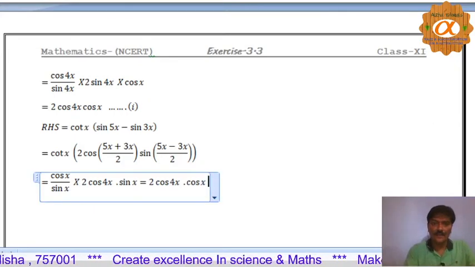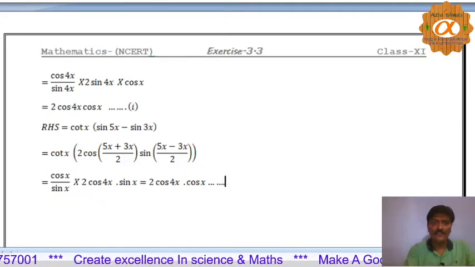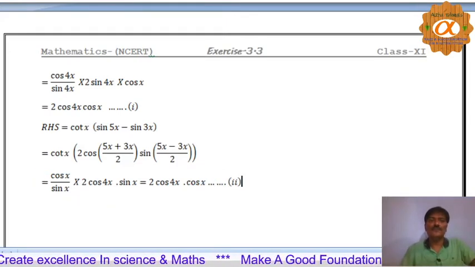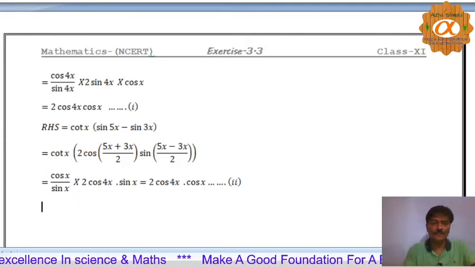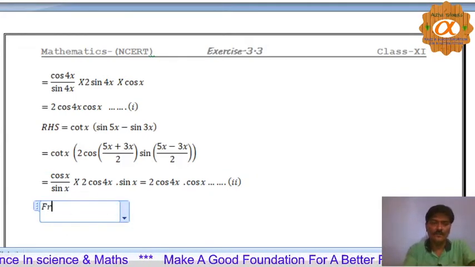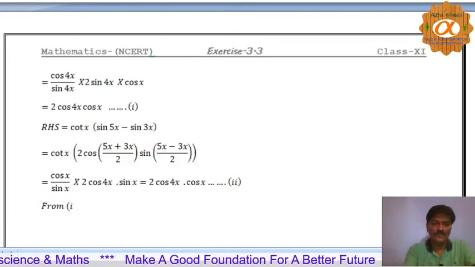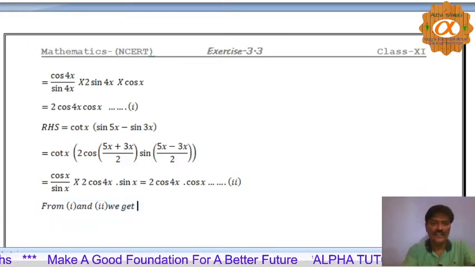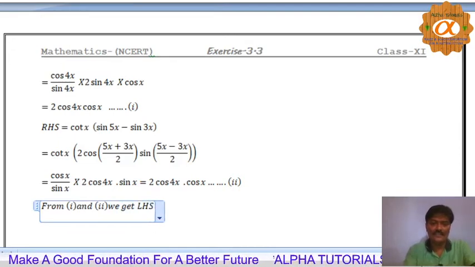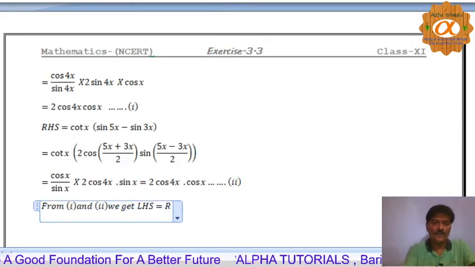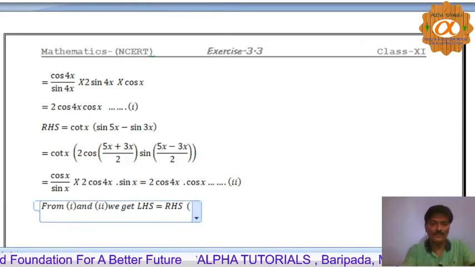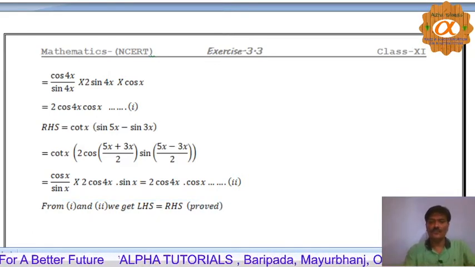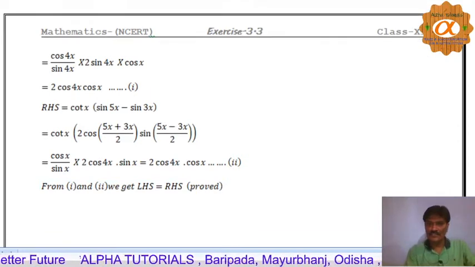Okay. Now this becomes equation number 2. Now equation 1 and 2 both are equal. From 1 and 2 we get LHS is equal to RHS. Now we go to question number 16.